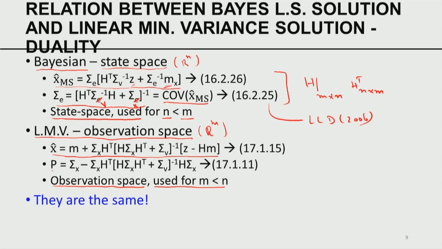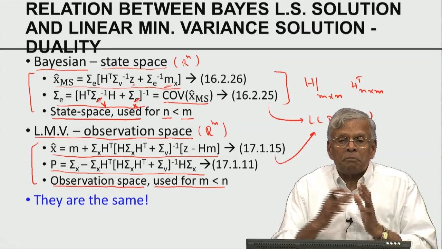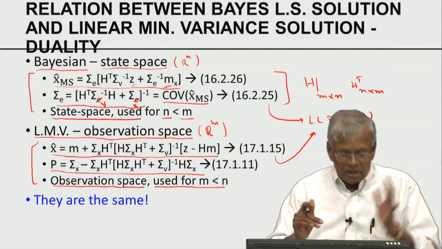We just saw the covariance of the estimate is given by this. This is again given in LLD. So now you can see we have two types of results. One coming from the state space formulation within the Bayesian least square setup. Another one is the observation space formalism that comes from linear minimum variance estimation. At the outset, it looks as though they are different, but the important part of the result is that they are indeed the same.